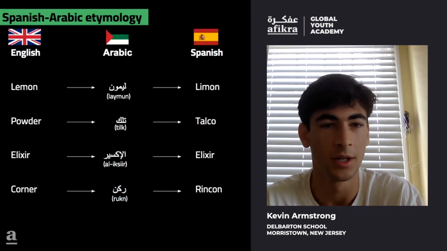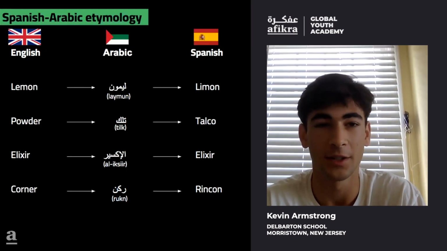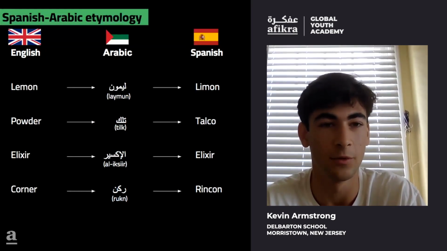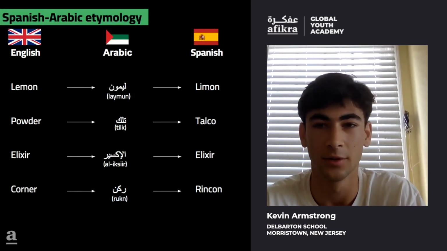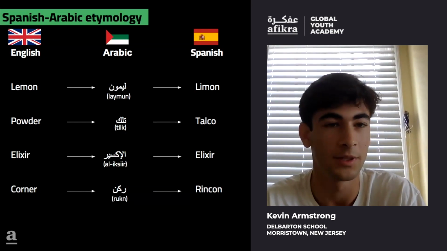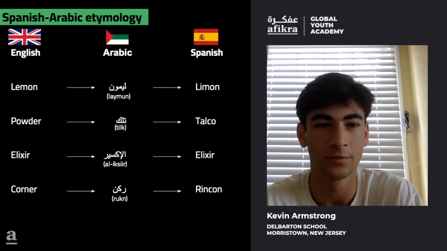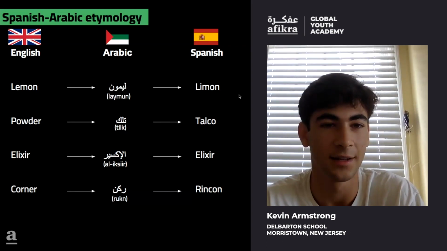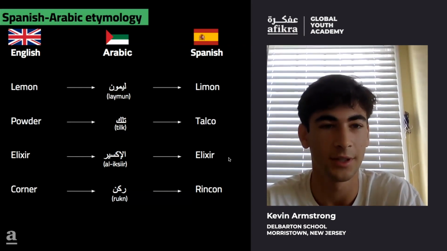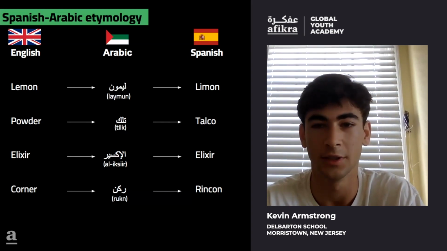And here's some other words you can see in Spanish that come from Arabic. Lemon is laymun in Arabic, and limón in Spanish. Powder comes from talk, and then talco. Elixir is iksir, and elixir in Spanish. And corner is rukn in Arabic, and rincón in Spanish.